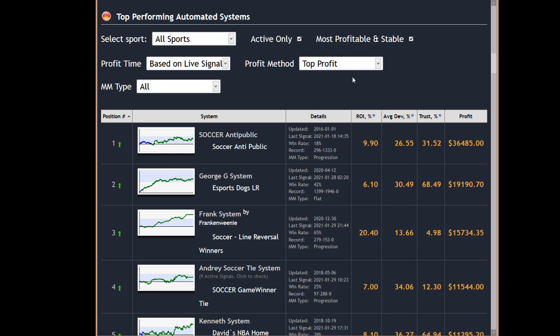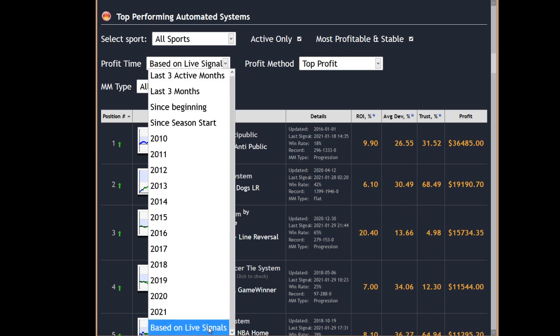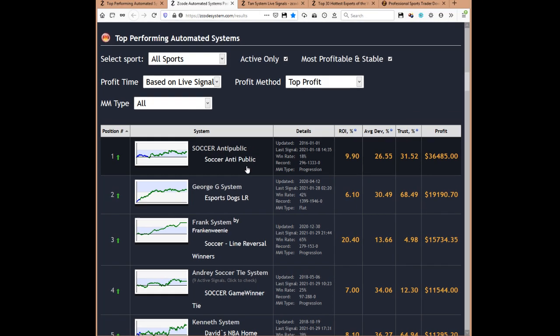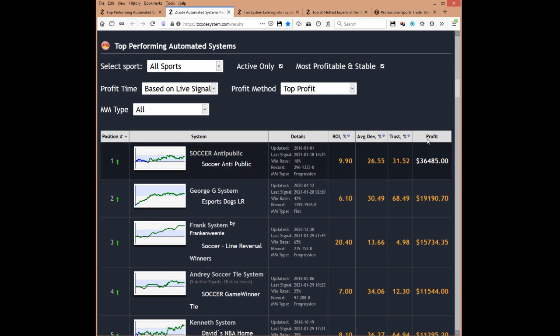Okay, we've got top profit, which is quite self-explanatory, really. It shows you the total profit generated by this specific system over this profit time period that we chose, which is live signals, assuming that the unit stake size is $100. So as we can see for the current top system, that's the soccer anti-public. This is the system name and the trend. Okay, so that's the top system according to profit generated so far. And that shows a total profit of $36,485 based on live signals alone.